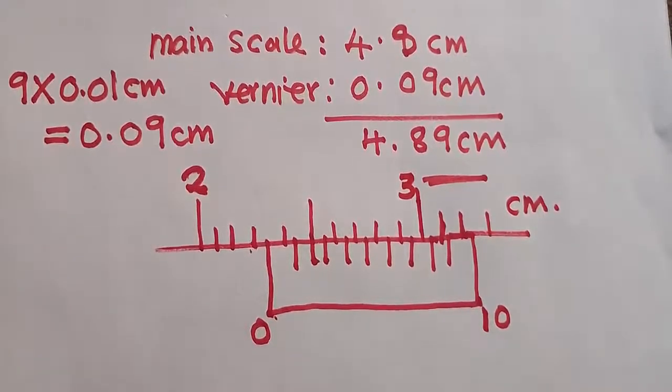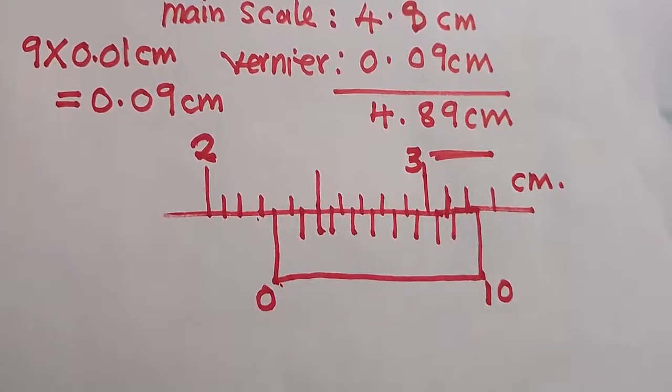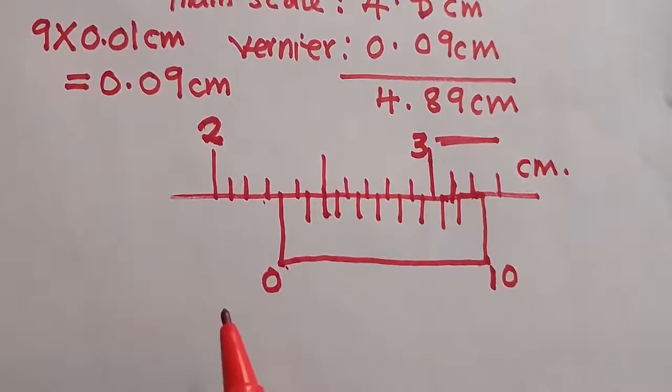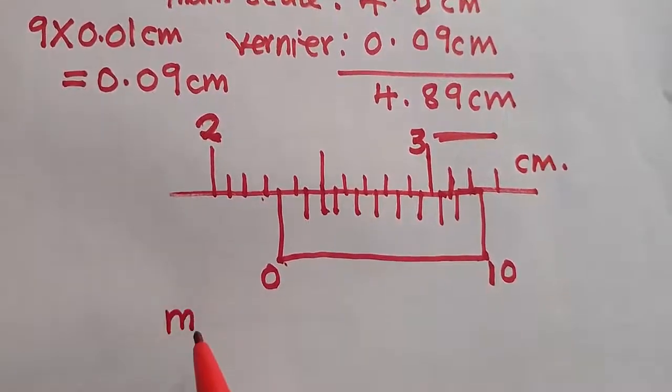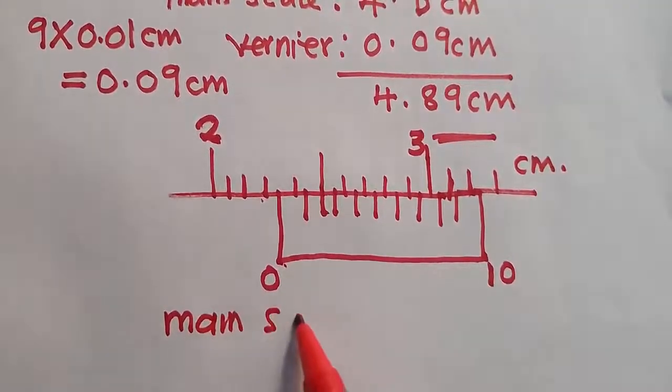How can you get the readings here? How are you going to get the readings when it comes to this? The way in which you are going to get the readings is very simple. This is what you are going to do. You start with the main scale. You always start with the main scale.